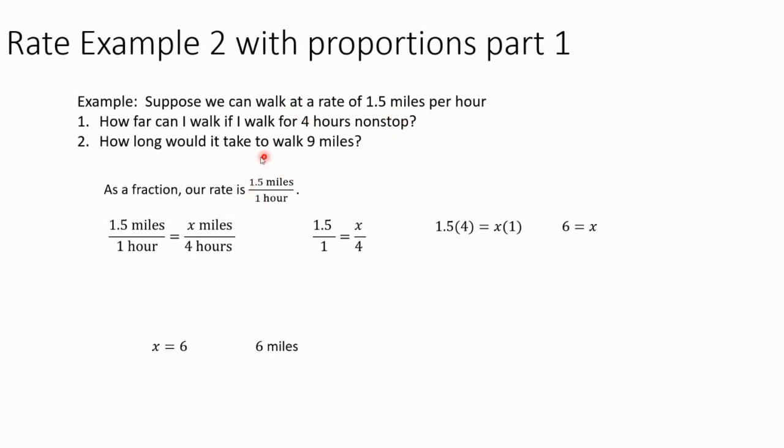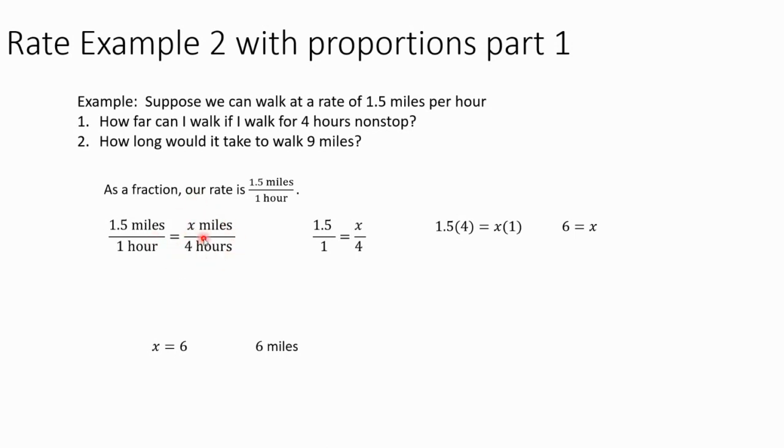So from the question, we get this rate ratio, 1.5 miles over 1 hour. How far can we walk if we walk for 4 hours nonstop? Well, the other rate would be how far we walked over 4 hours. Hopefully you can see that x is unknown, and x represents how far we walked in miles. So this was our other rate.